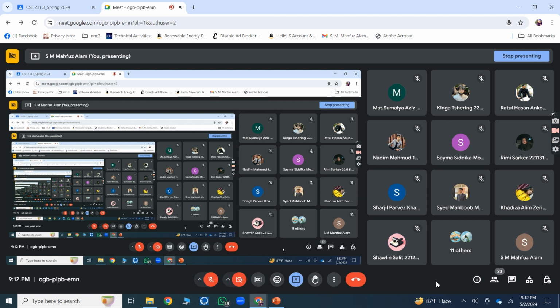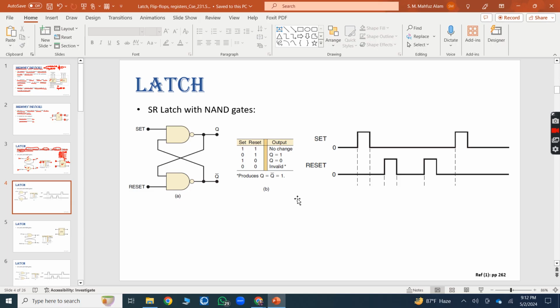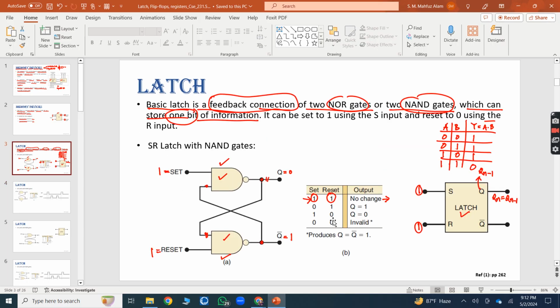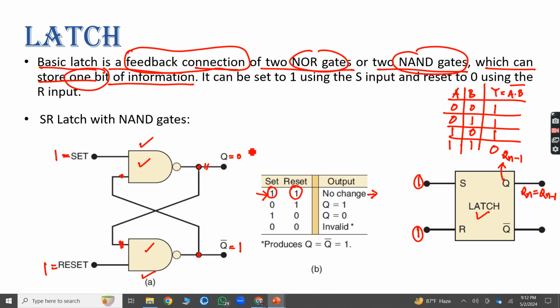Honestly. So now, if in the previous state you have q equals 0 and q bar equals 1, then this 0 will come here and this 1 will go here. So for this NAND gate, what will be the output?